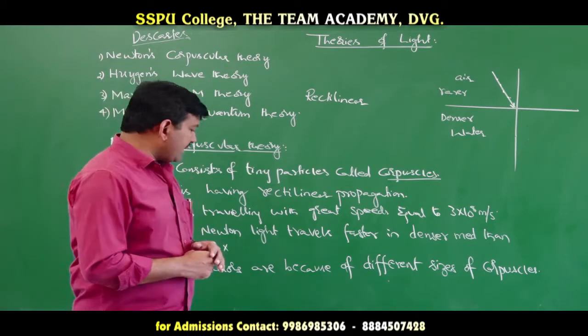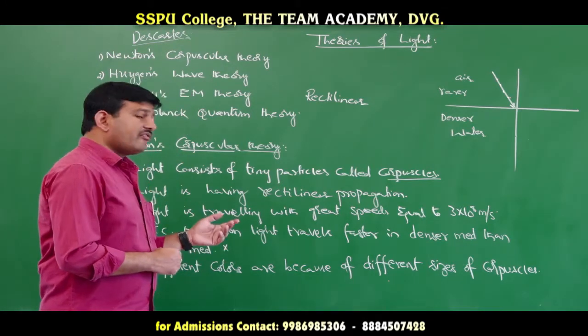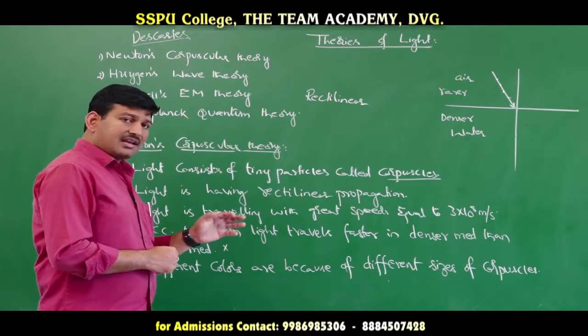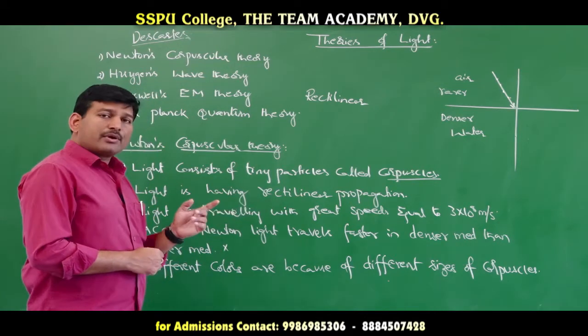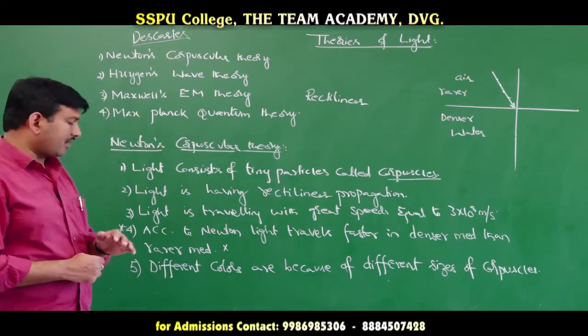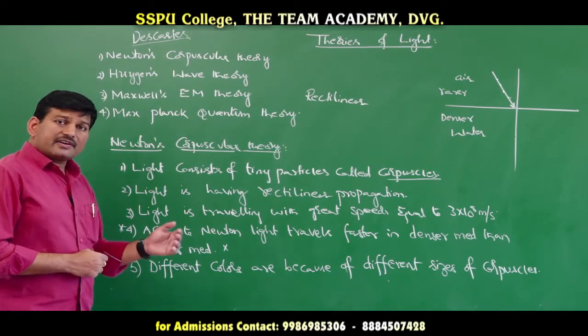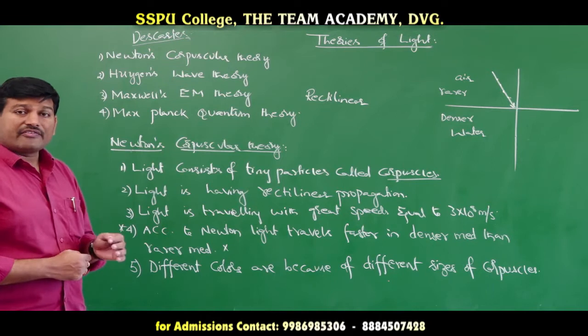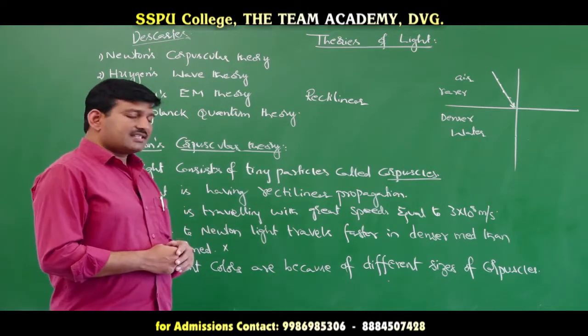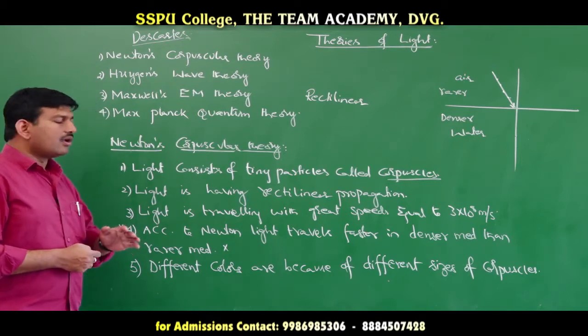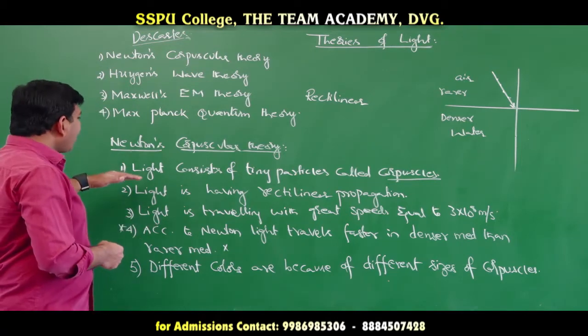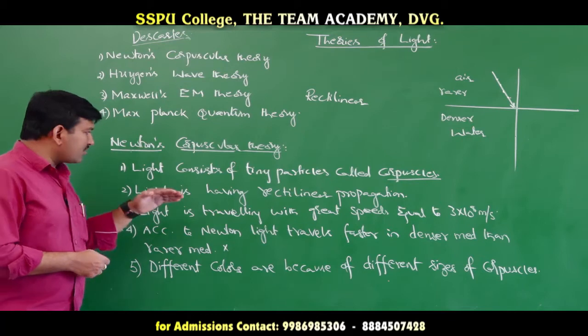It cannot explain why light travels faster in a rarer medium than in a denser medium. He said that light travels faster in a denser medium, but in reality light travels faster in a rarer medium. And different colors are because of different frequencies, and each color is associated with a particular wavelength. These are the drawbacks of Newton's corpuscular theory.